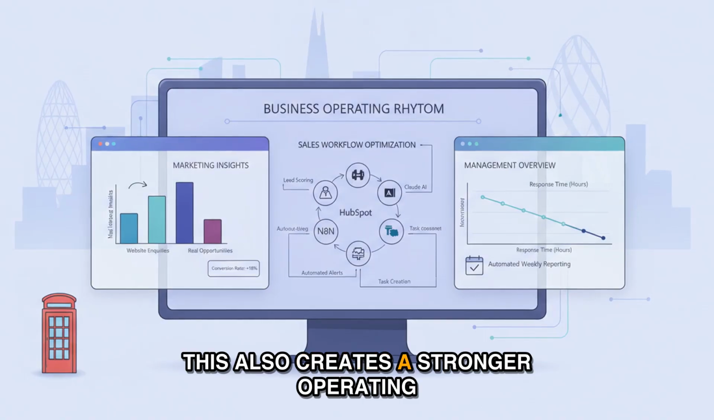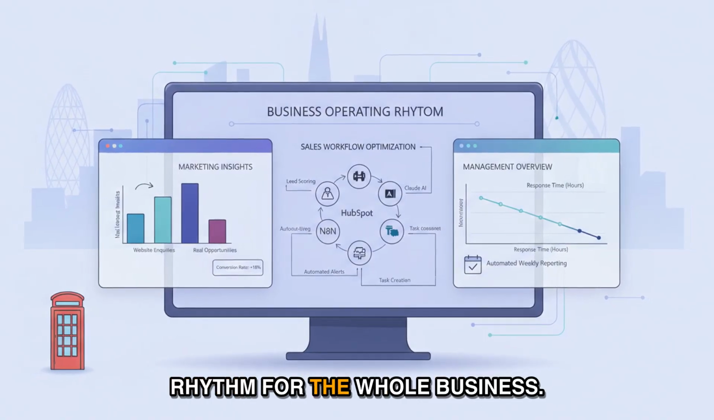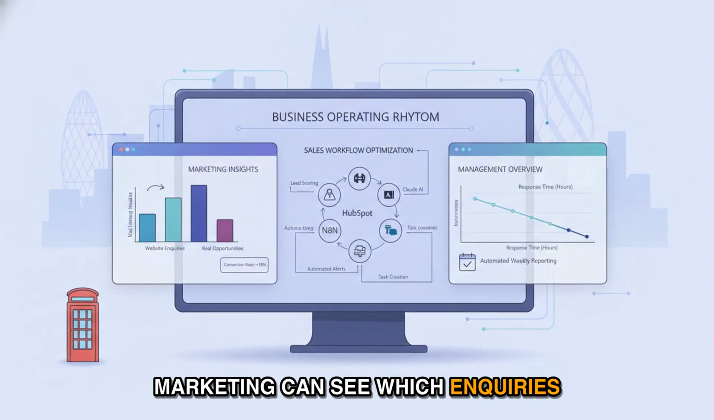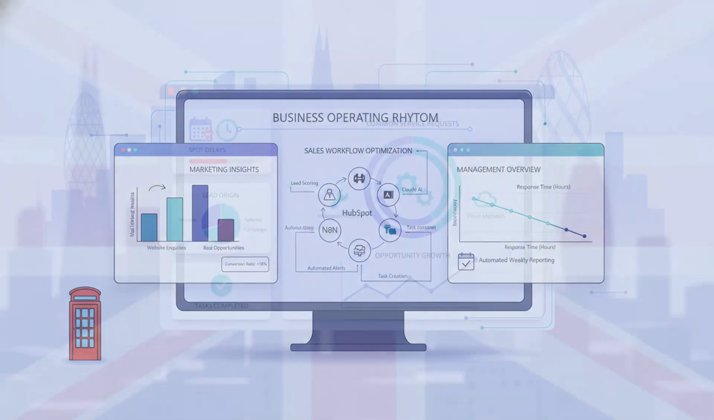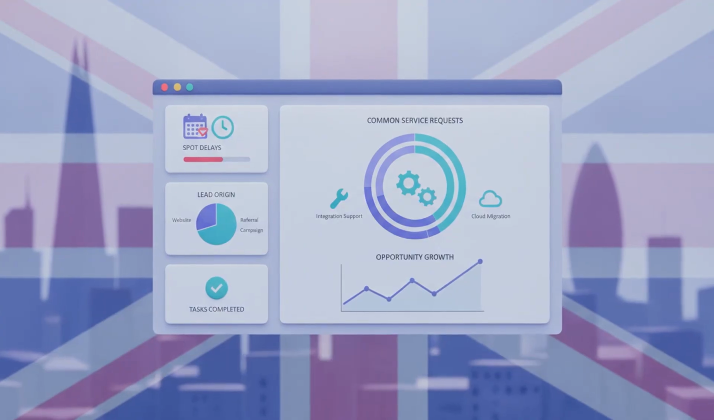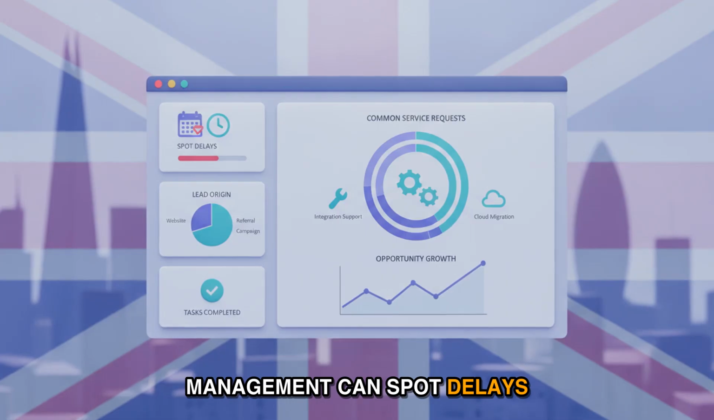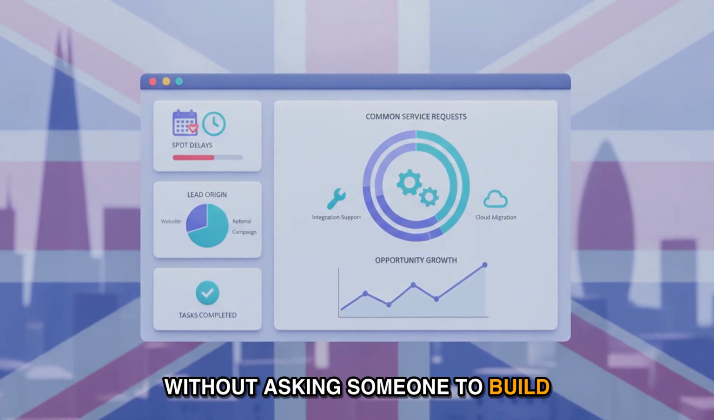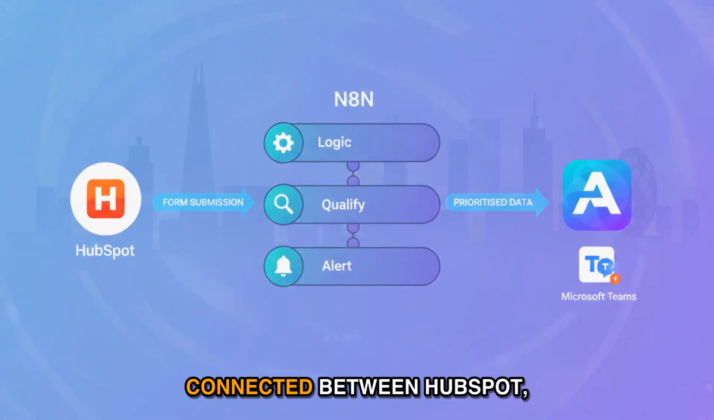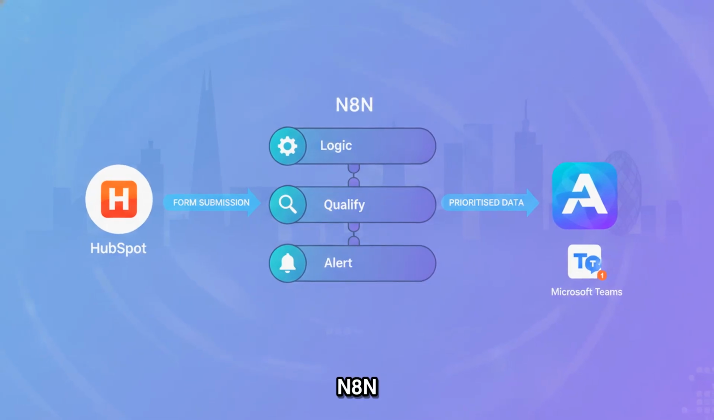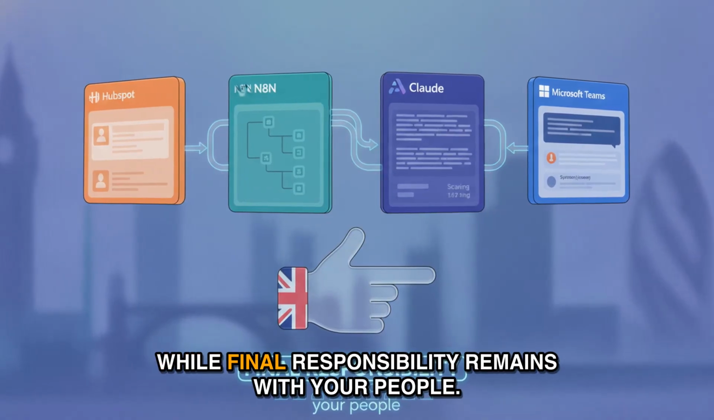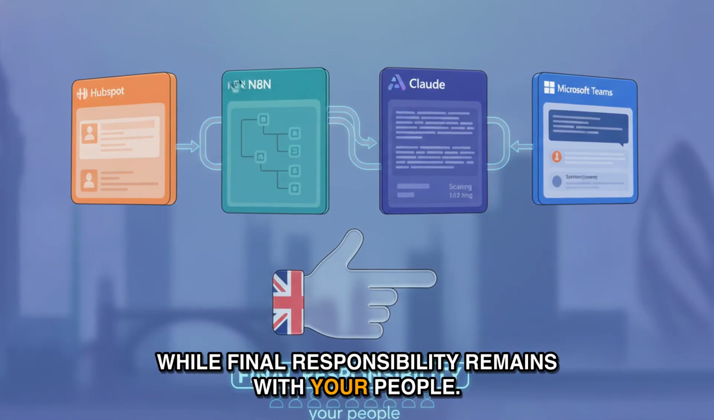This also creates a stronger operating rhythm for the whole business. Marketing can see which inquiries become real opportunities. Sales can identify common service requests. Management can spot delays without asking someone to build a spreadsheet every Friday. The information stays connected between HubSpot, N8N, Claude, and Microsoft Teams, while final responsibility remains with your people.